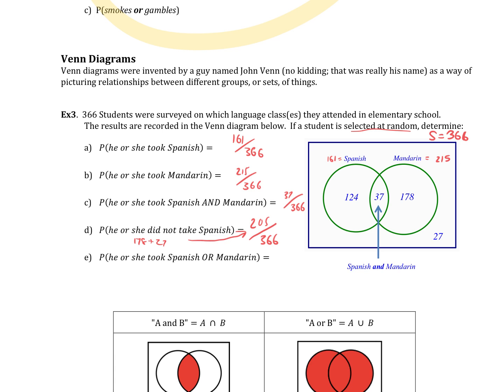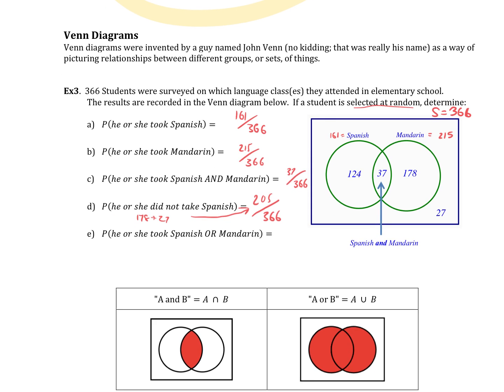Notice there's 4 numbers inside there, and those 4 numbers are the different categories you can kind of be in. He or she took Spanish or Mandarin. Okay, so the big question on this is, should we count the 37? We're going to count the 124. We're going to count the 178. But do we count the 37? Okay, this is what I tell people.